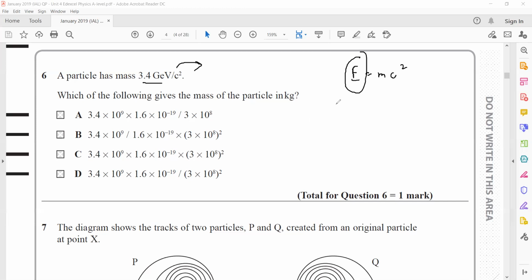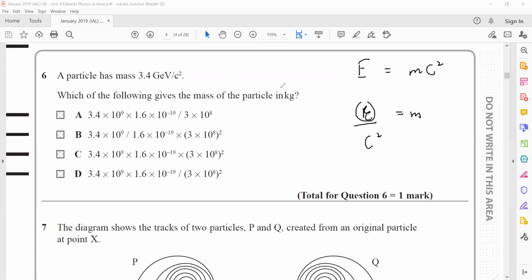So what could be the right answer for question 6? Question 6, what could be the answer? Yeah, that's correct. D is the right answer because we want to convert this into mass. So we have the formula E equals mc squared, or m equals E divided by c squared.